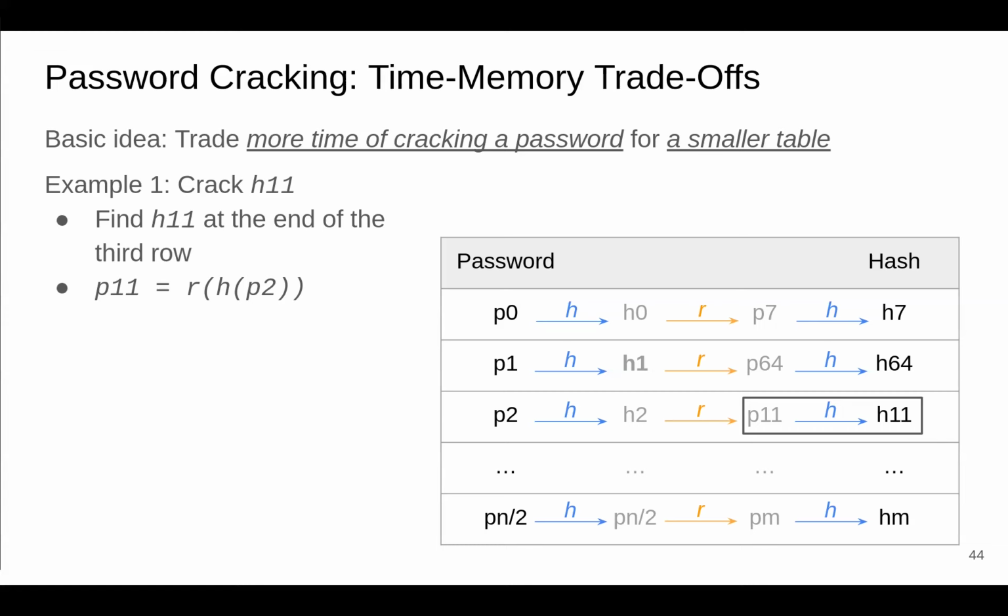So we've done this chain, right? We found h11 in this list, and we managed to go to the beginning here, and to figure out password 11, we have to just hash and reduce.